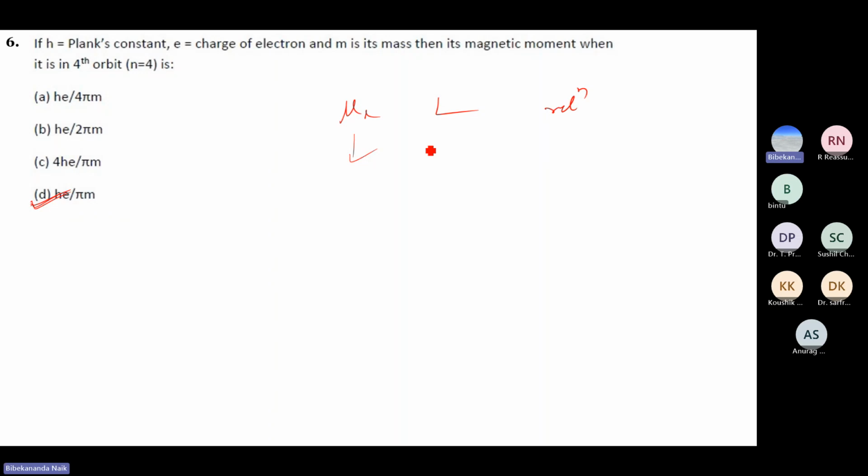mvr. If you remember, one of the postulates of Bohr is quantization of angular momentum. He said that if an electron is revolving in an energy level with quantum number n, then the angular momentum L, which is equal to mvr, will be nh by 2 pi. Is it not? This is one of the postulates of Bohr.